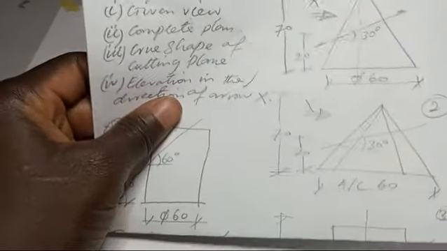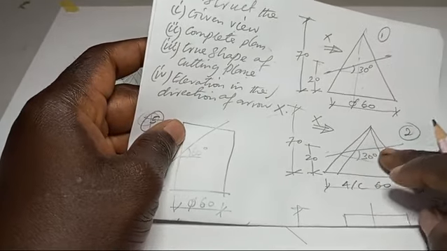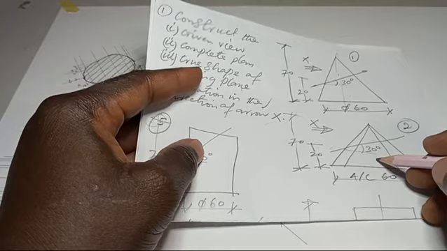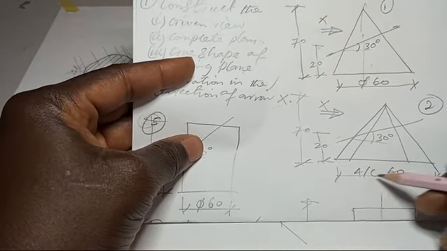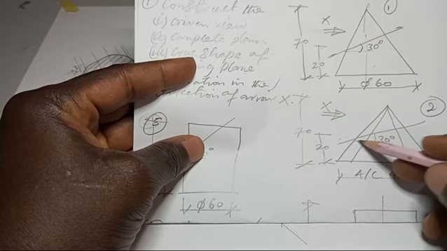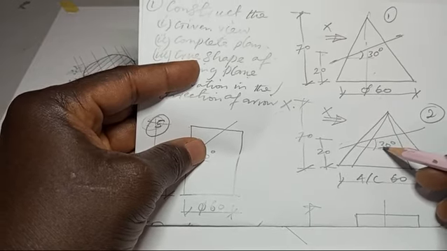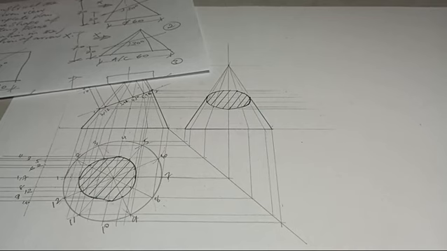In this video, we will be solving question 2, which is a hexagonal pyramid. The parameters are as shown there. The across corner is 60. The angle of inclination of the cutting plane is 30 degrees to the horizontal, and it is at a height of 20, as you can see. So let us just move straight to business.